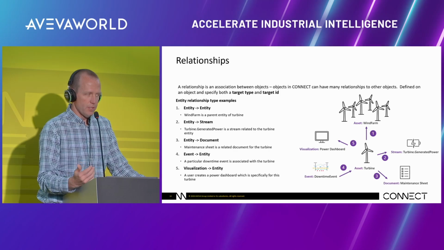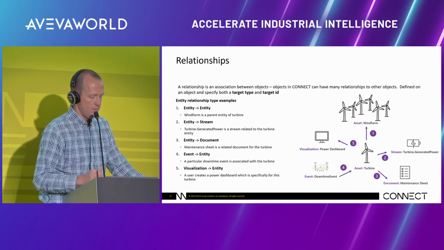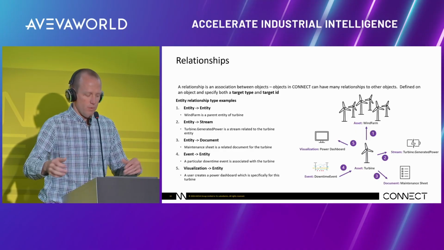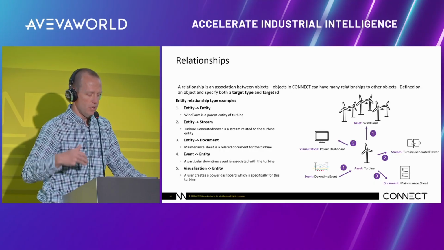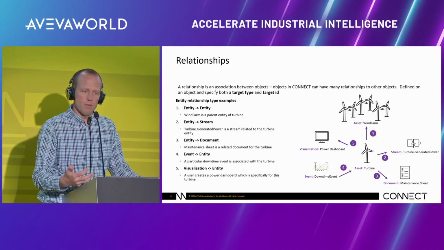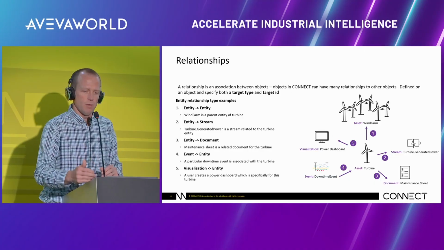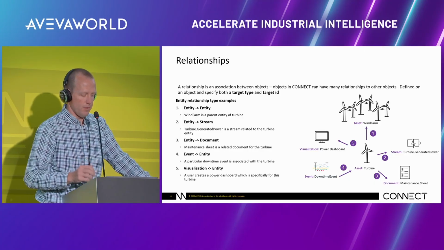Entities can also be related to other entities such as the documents here. That is the relationship we're seeing with number 3. Events that exist inside of Connect will have a relationship to a parent entity and can also have other weaker relationships to other entities. That's what we're seeing in 4. And 5, same thing: if you create a visualization inside of Connect, it will create a relationship between your visualization and your entity, so that you can understand how they're connected to each other.